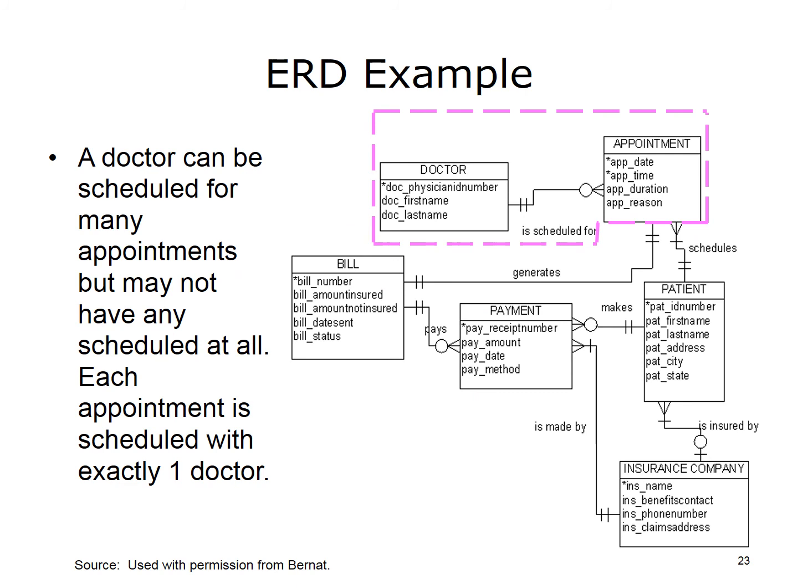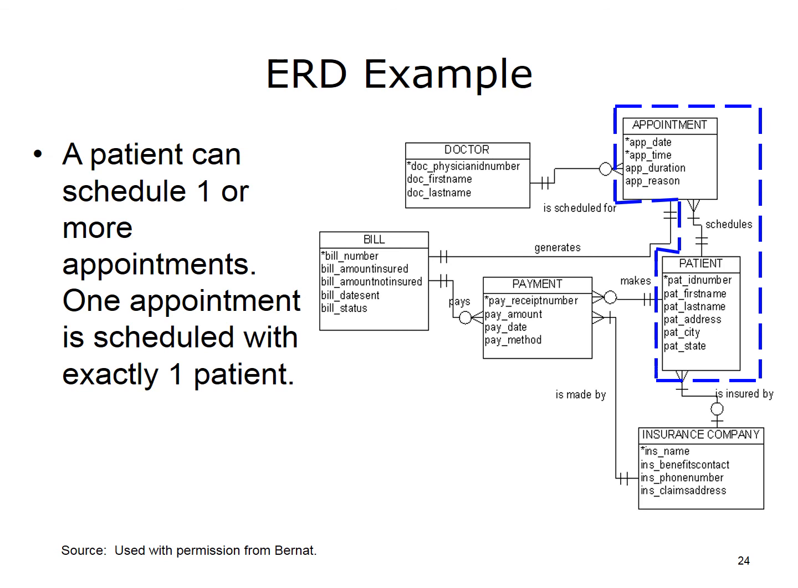In the pink box on the slide, you see that a doctor can be scheduled for many appointments or may not have any scheduled at all, i.e., a doctor can have 0 to many appointments scheduled. Each appointment is scheduled with exactly one doctor, i.e., an appointment can have only one doctor associated with it. In the blue box on the slide, you see that a patient can schedule one or more appointments. One appointment is scheduled with exactly one patient.